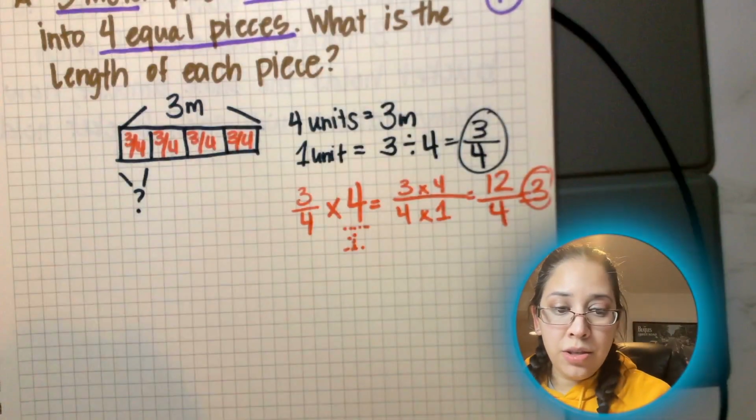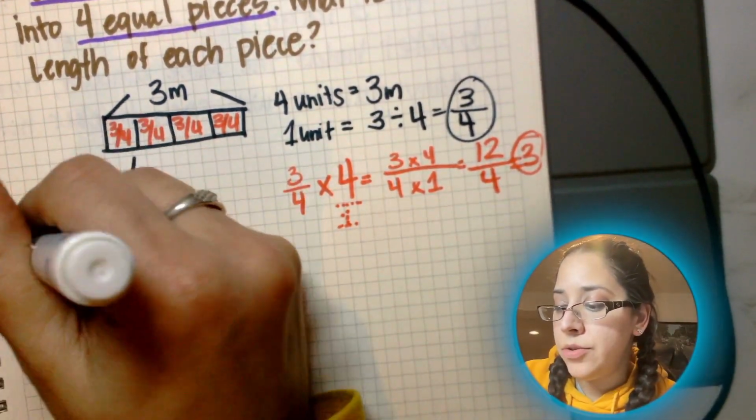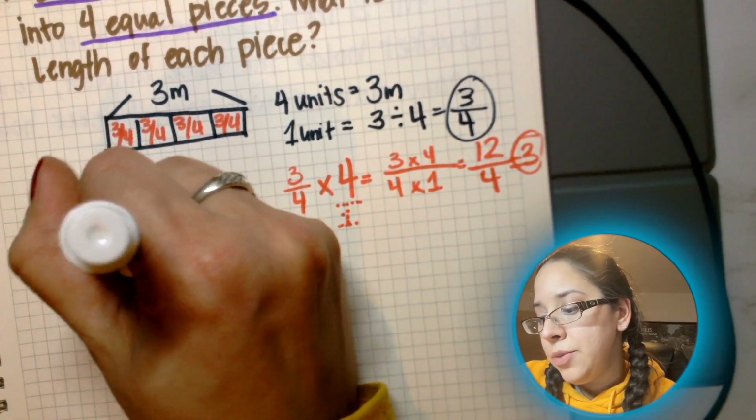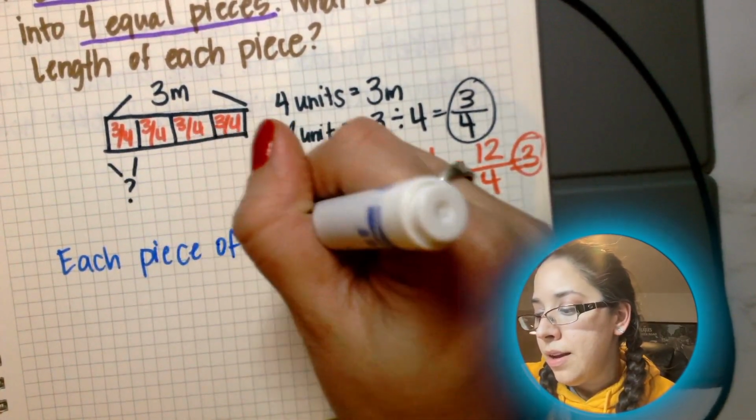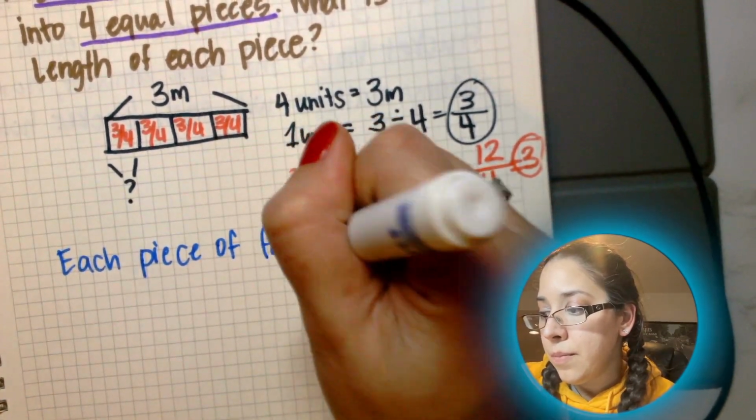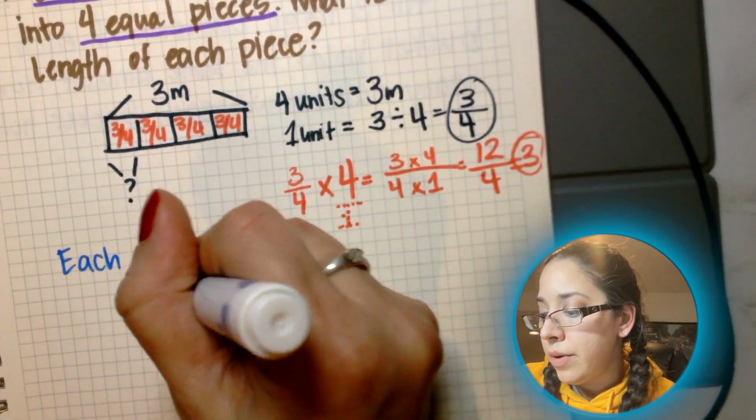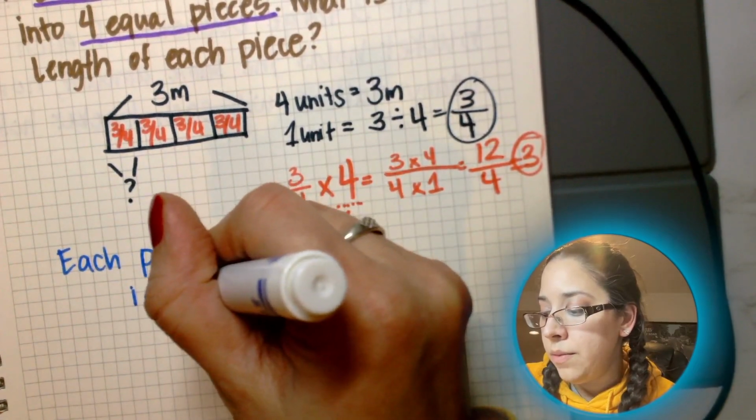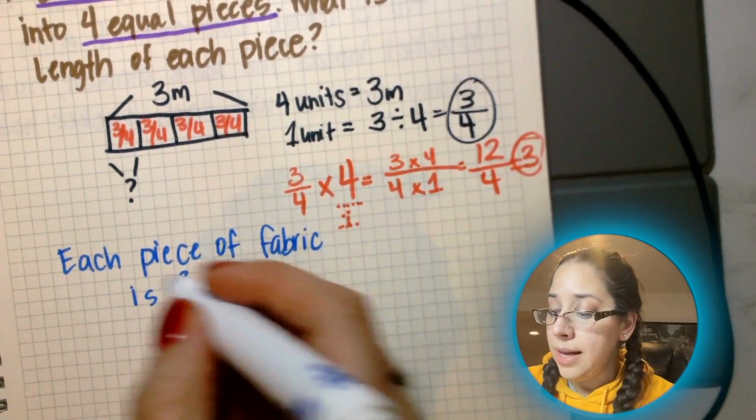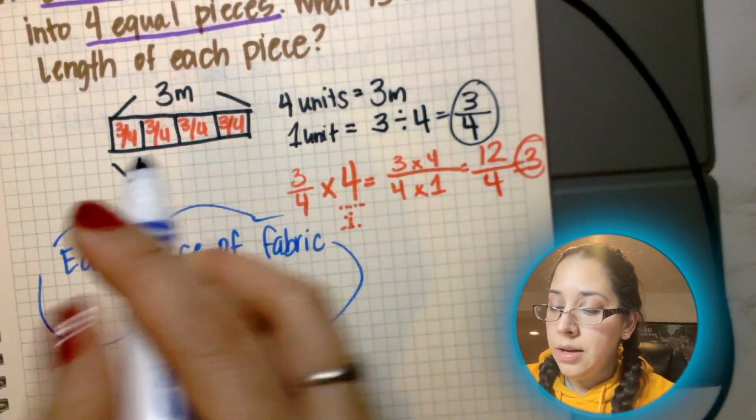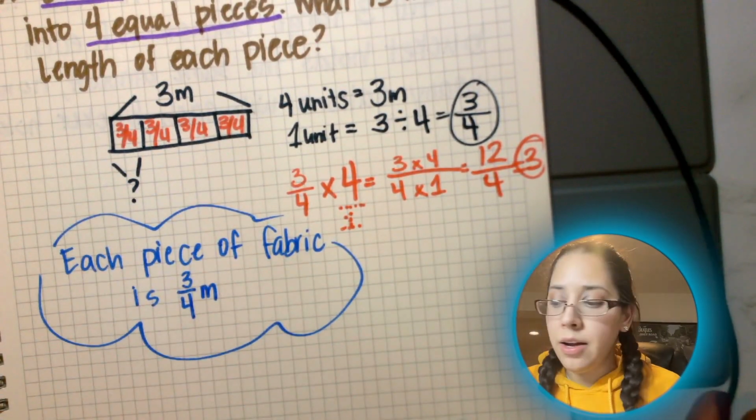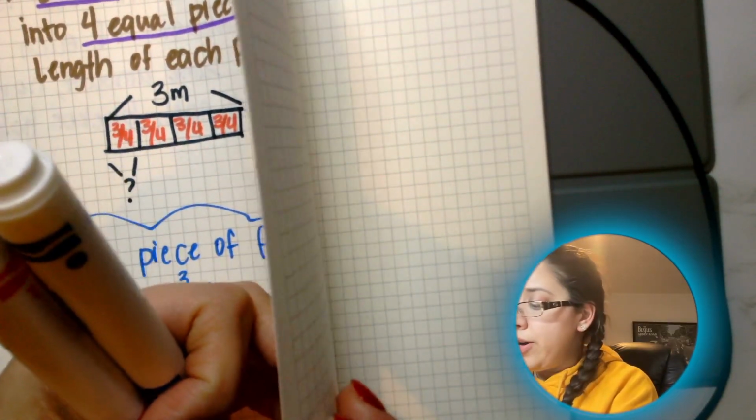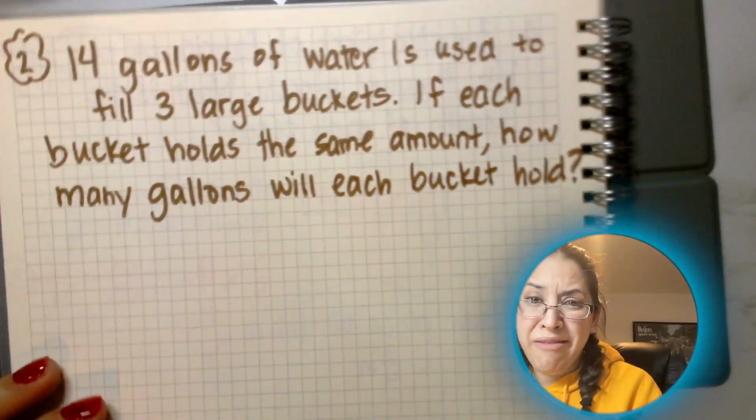So each piece of fabric is 3/4 of a meter. And that's your answer. And we used our tape diagram to help us. Let's do one more. I have it ready to go. Let's do one more so that you can just feel really confident.